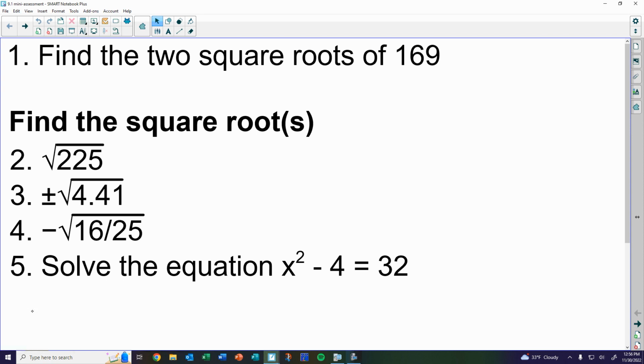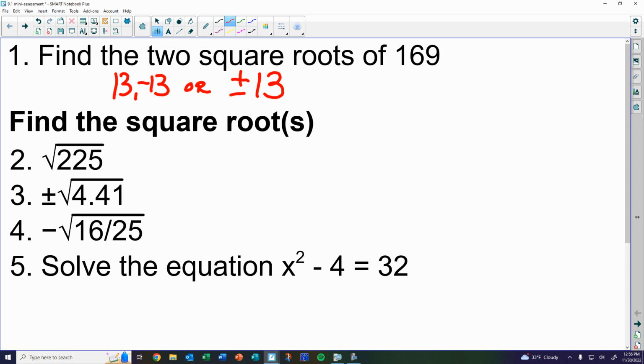All right, so for number 1, it says find the 2 square roots of 169. What are the 2 square roots of 169? Jacob? Yeah, 13 and negative 13, right? So you could have written it this way, or you could have written it this way. Same thing, because 13 times 13 is 169, and so is negative 13 times negative 13.